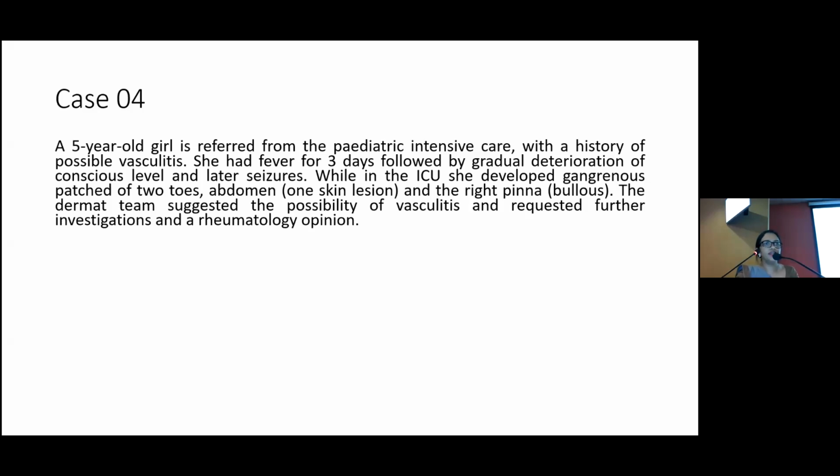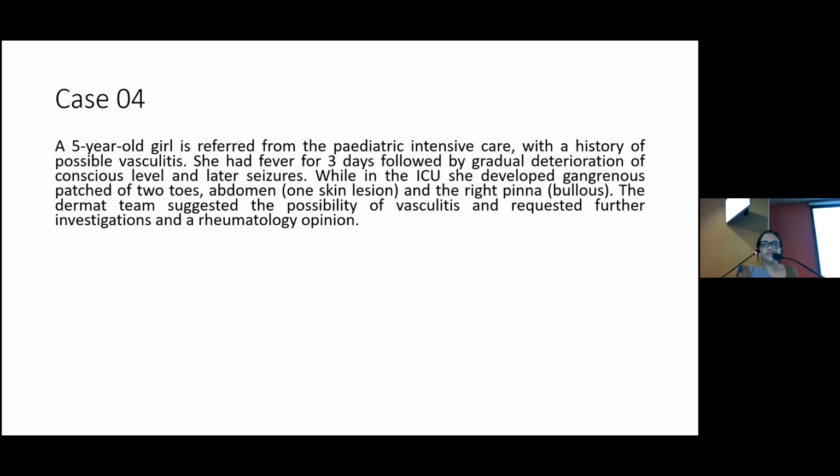So this is the final case. This was a 5-year-old girl whom I saw sometime last month, who was referred from the pediatric intensive care. She had a history of possible vasculitis. She had a history of fever for 3 days, followed by gradual deterioration of the conscious level and later seizures. That's why she was there in the ITU.